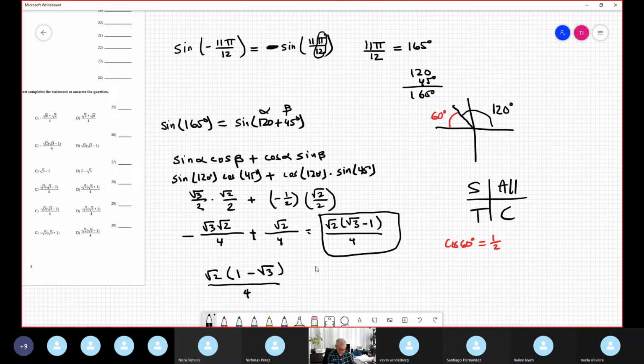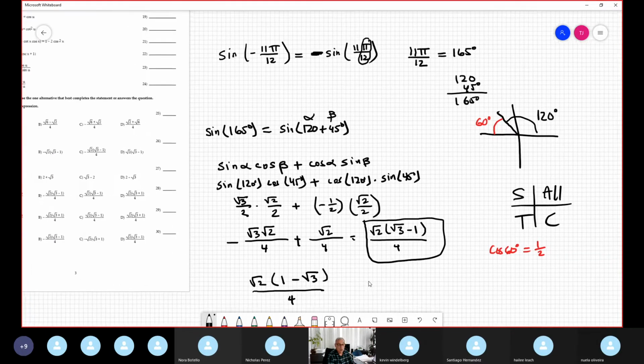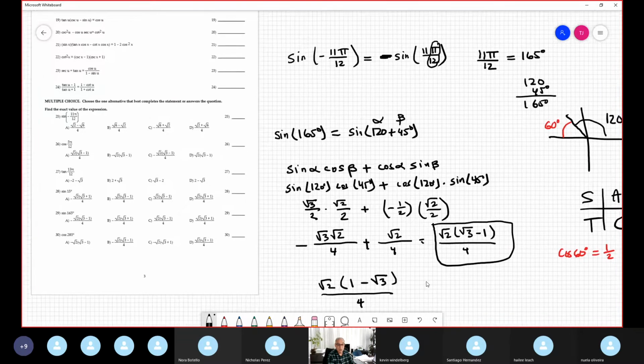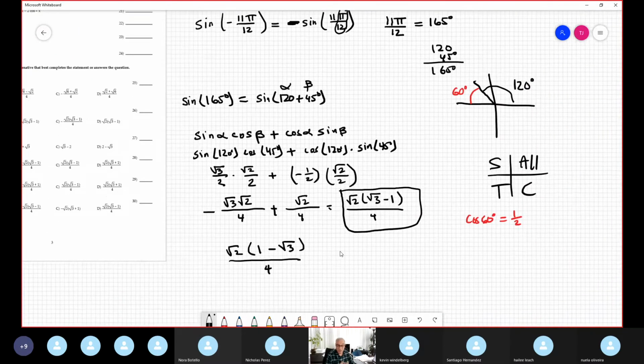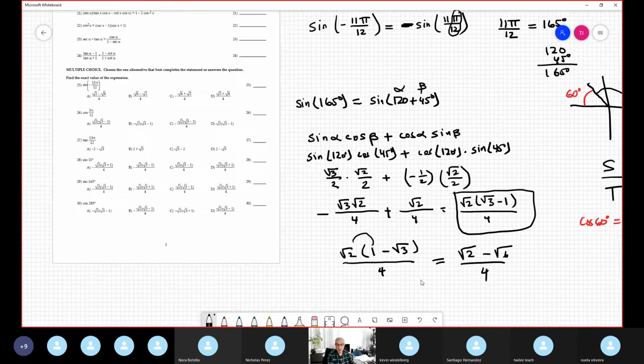Okay, by the way, there is another way to express this, it doesn't matter. I like this way, however, in the answer they multiply: radical 2 times 1 is radical 2, and radical 2 times radical 3 is radical 6, over 4. That is the answer they want. What option is it? The A option, no? Yes, it is the A option.